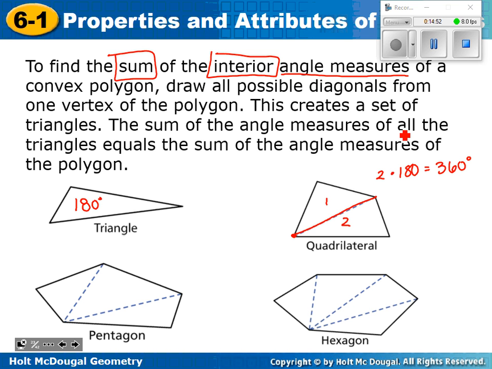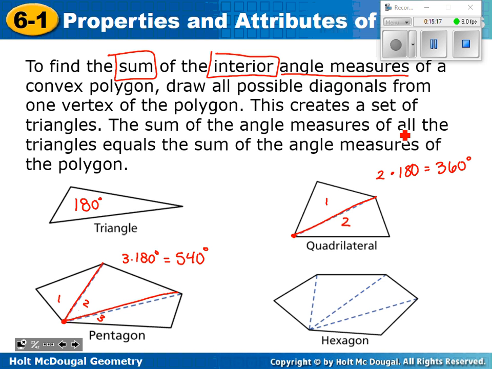Follow that same process. If we go to the pentagon, just pick one vertex. Draw in all the diagonals from that one vertex. It's going to divide it into triangles. How many triangles do we get? Three. So if we do 3 times 180, what's the sum of all the angles in a pentagon? 540.